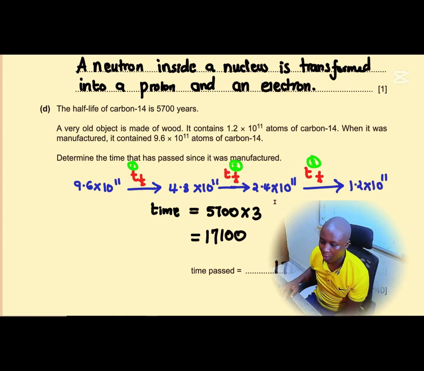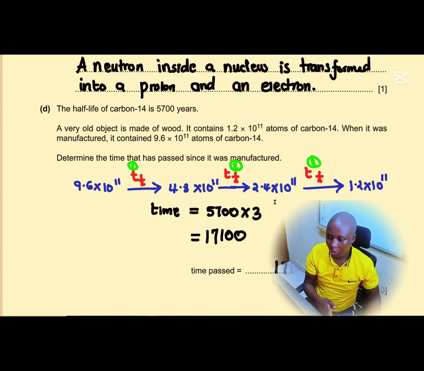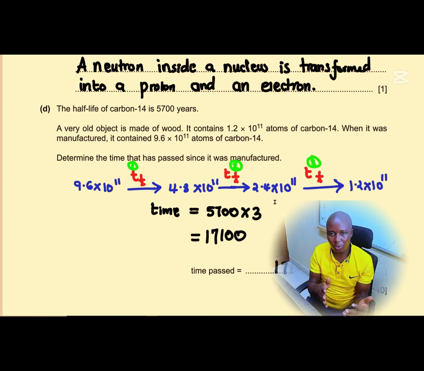A very old object is made of wood containing 1.2 atoms of carbon-14. When manufactured, it contained 9.6 times 10 to the power 11 atoms. But now it has 1.2. So we are supposed to determine when it was manufactured. So we need to go to the original, which is 9.6 times 10 to the power 11.